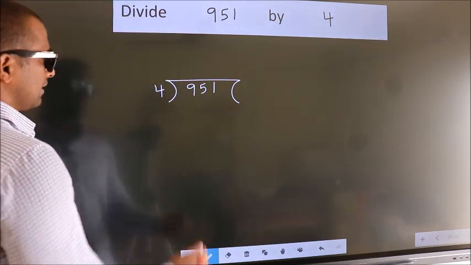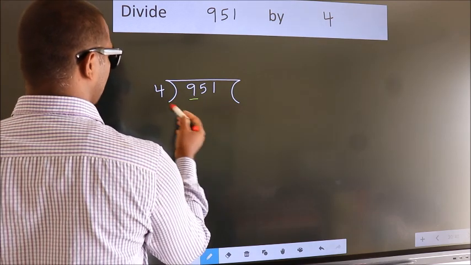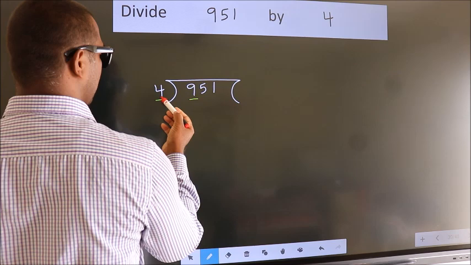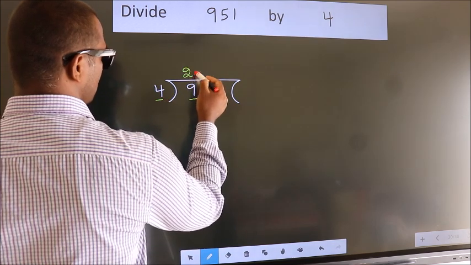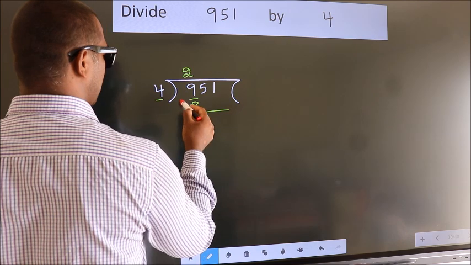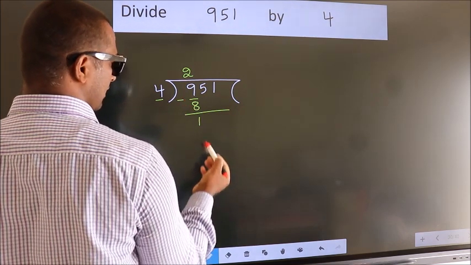Next, here we have 9, here 4. A number close to 9 in the 4 table is 4 2s are 8. Now we should subtract, we get 1.